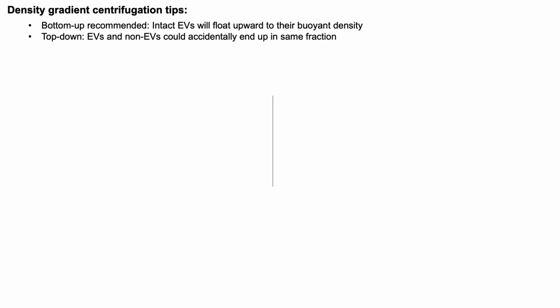Then the next step would be density gradient centrifugation. And I would recommend doing a bottom-up centrifugation that will float your intact EVs upwards because of the buoyant density. Because the risk is, if you load your sample on the top of the gradient, they may fractionate with non-EV particles or other things.